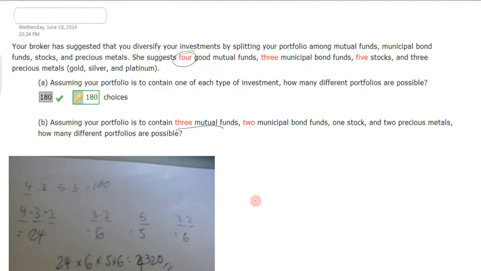So, therefore, no permutation. We need combinations. So, instead of doing it that way, out of my 4, I need to choose 3. I need 4 combinations of 3. There we go.